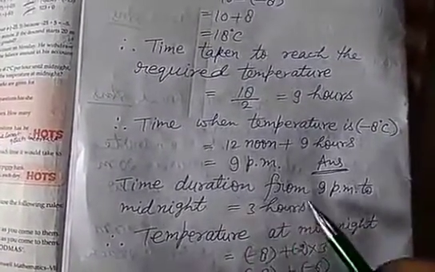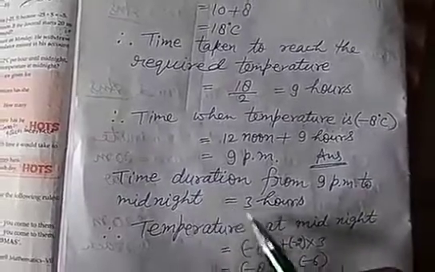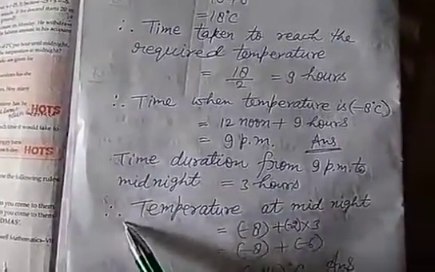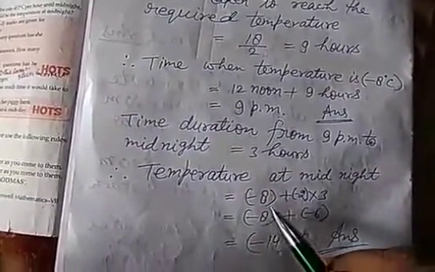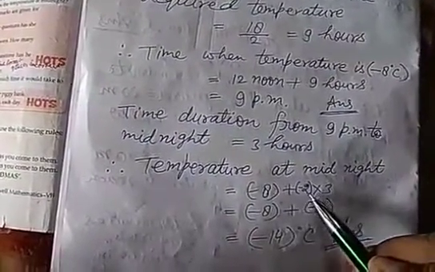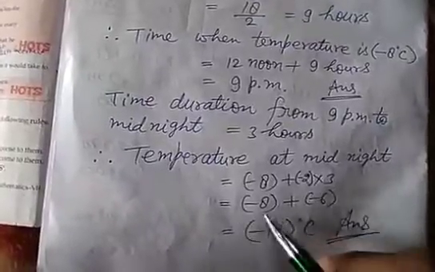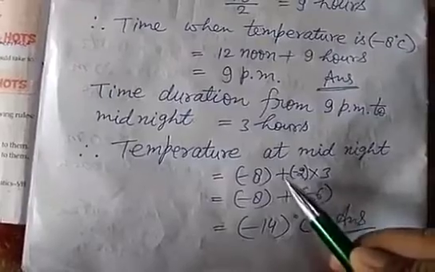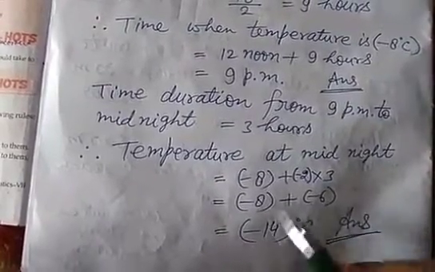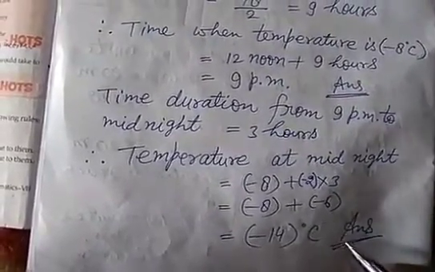Time duration from 9 p.m. to midnight is equal to 3 hours. So temperature at midnight is equal to minus 8 plus minus 2 into 3, which is equal to minus 8 plus, 2 3s are 6, and plus into minus gives minus, which is equal to minus 14 degrees Celsius. This is the answer.